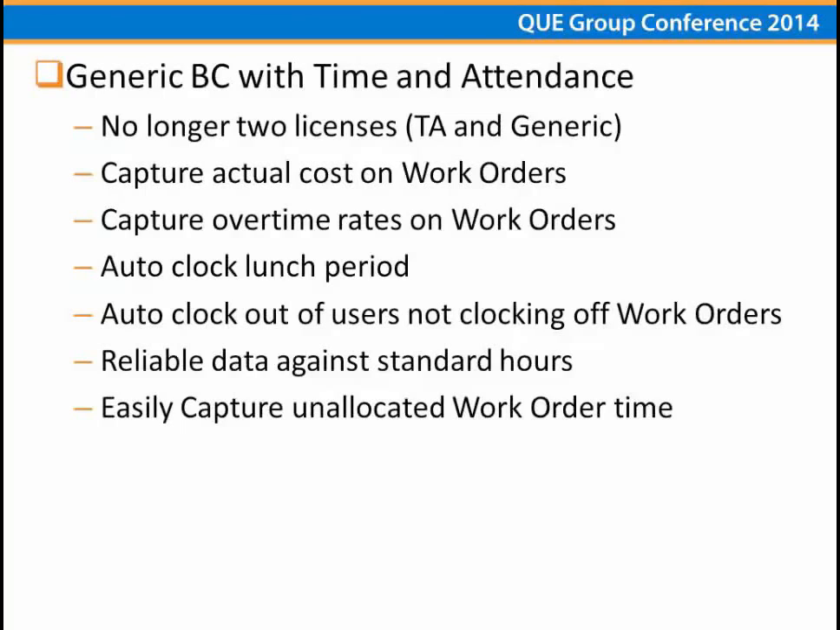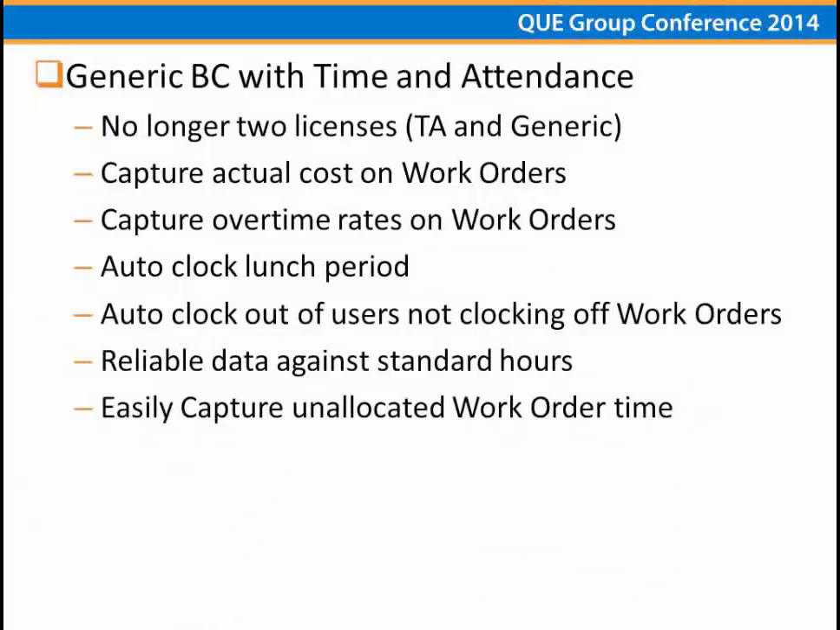Also, one of the features in time and attendance is auto clock off for lunch periods. So no longer do they have to clock in and out of the barcoder to go to lunch. The time and attendance will clock them off the work order and back on, including batched work orders. So if they're in a batch, it will clock them off the batch and put them back on the batch when the lunch period is over with.